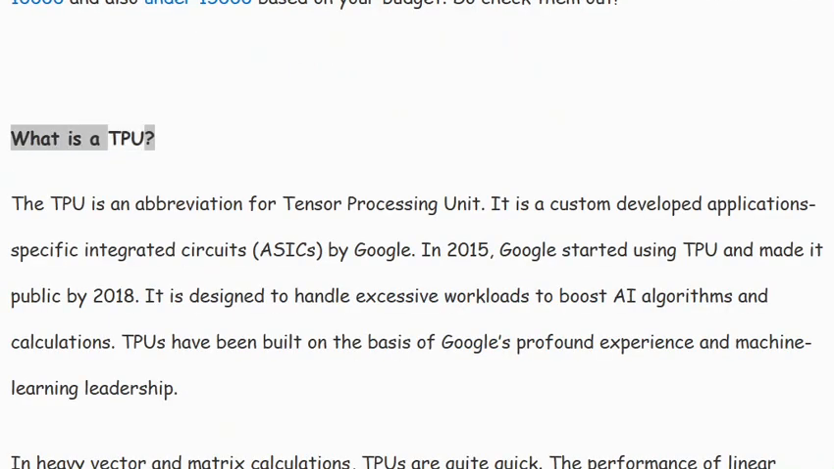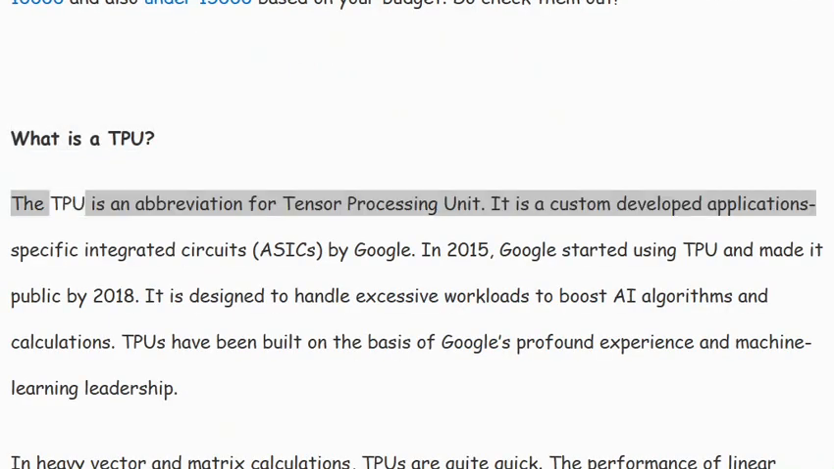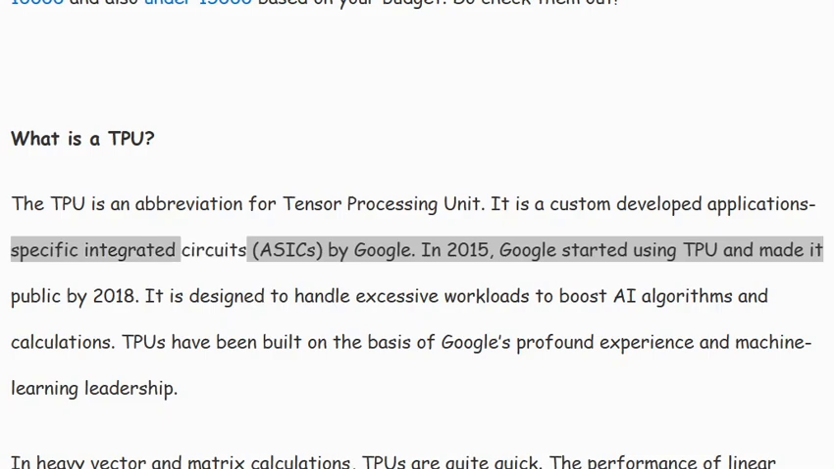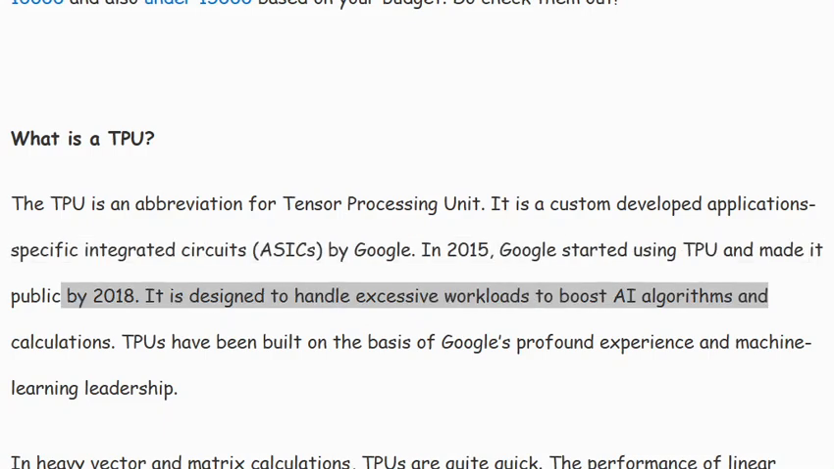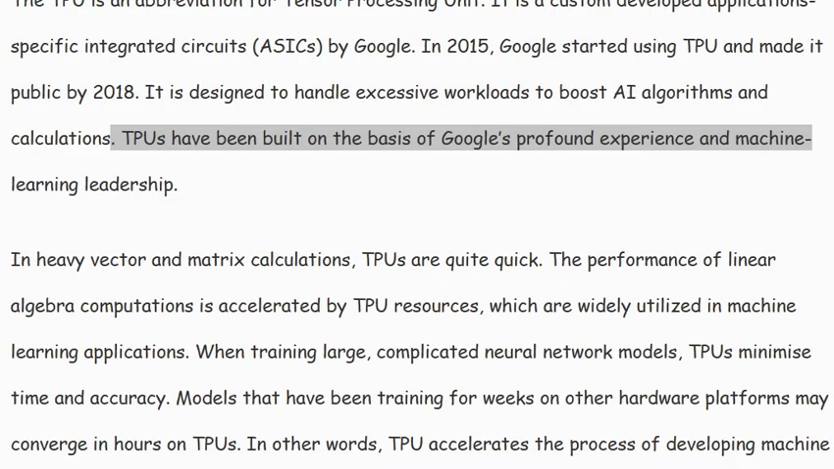What is a TPU? The TPU is an abbreviation for Tensor Processing Unit. It is a custom-developed application-specific integrated circuit, ASIC, by Google. In 2015, Google started using TPU and made it public by 2018. It is designed to handle excessive workloads to boost AI algorithms and calculations.